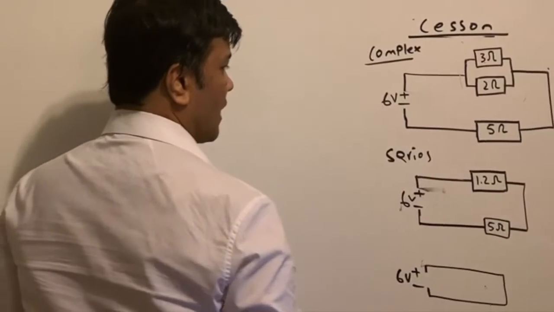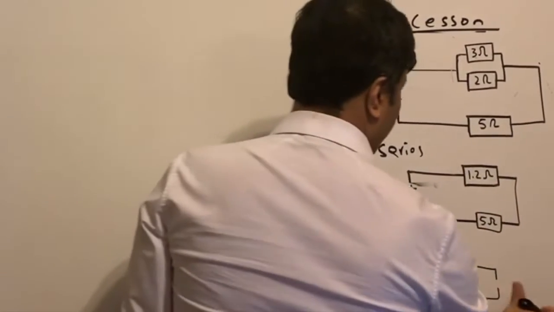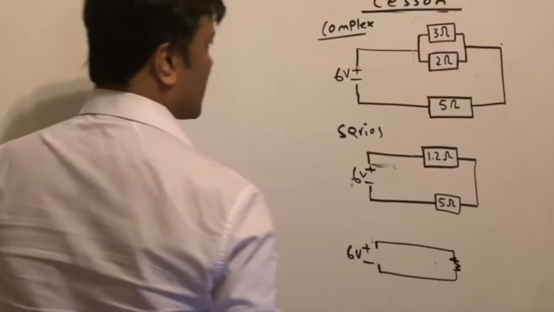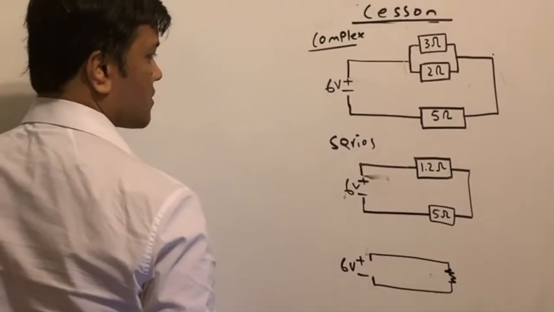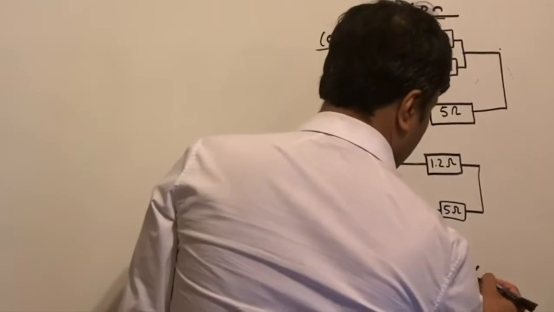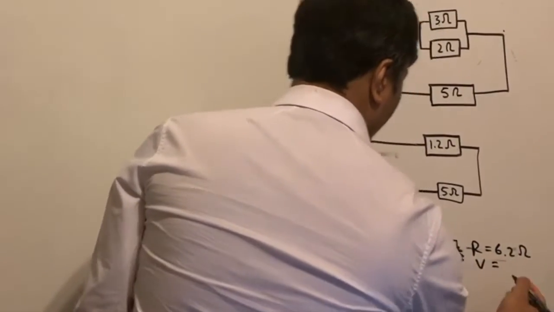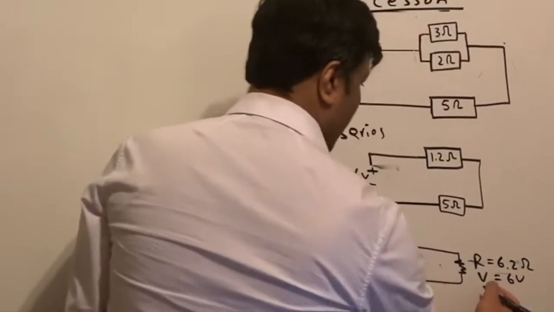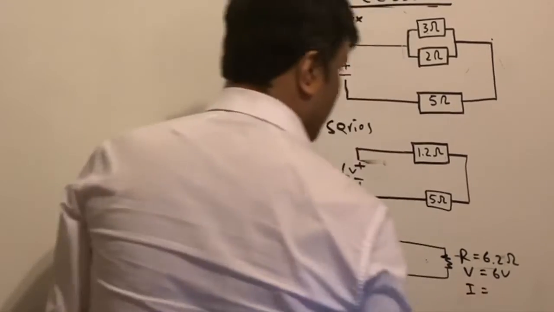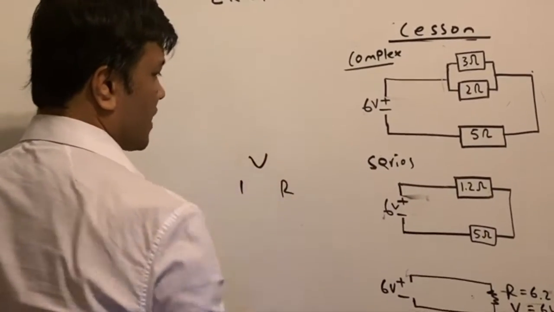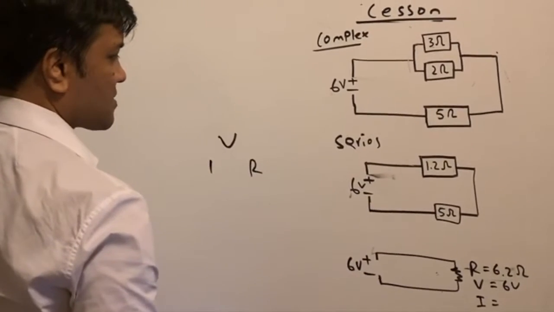Yes. And what is the equivalent resistance right now? You have to add up the resistance. So 1.2 ohms plus 5 ohms. What is that? 6.2. Voltage is 6 volts. Okay, and current is? How can you find the current? V equals I R, so V over R. Yeah. So 6 over 6.2.